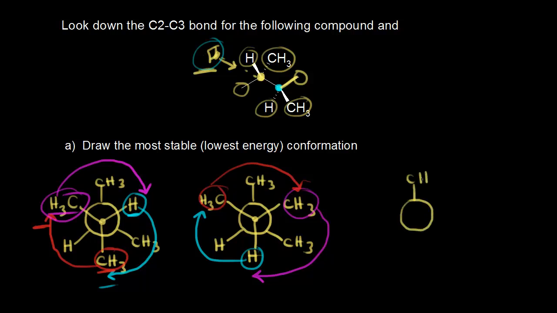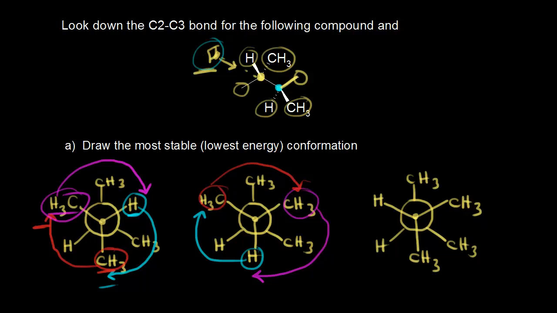Again, we put in our CH3, we put in our CH3, we put in our hydrogen, those aren't moving. And the methyl group in magenta is now down. So this is the methyl group in magenta. The hydrogen moved over to this position, and finally the methyl group in red moved over to this position. So now we have our staggered conformations.